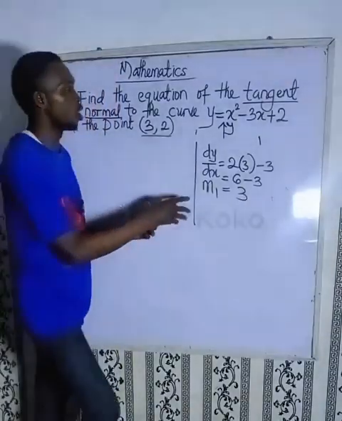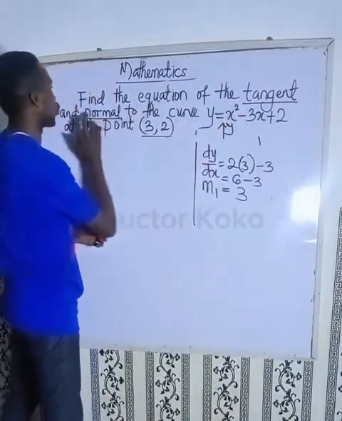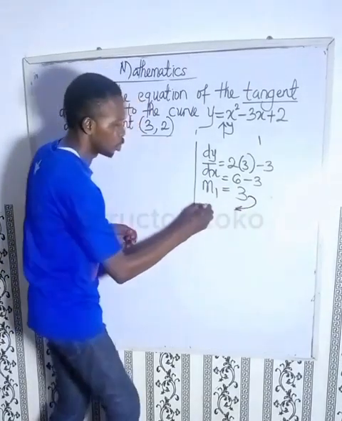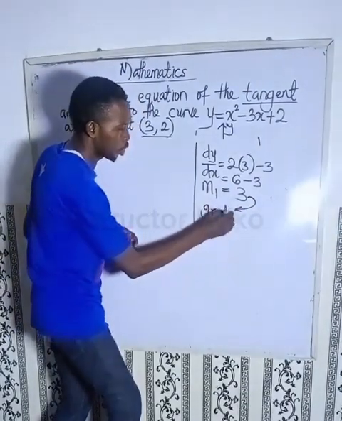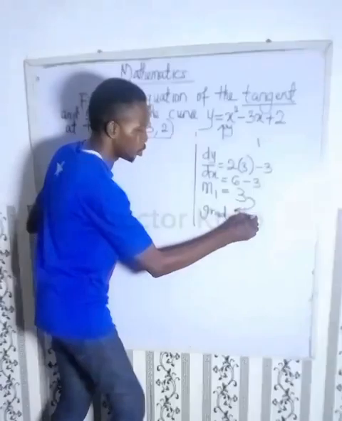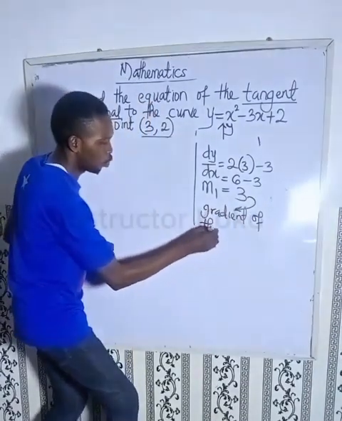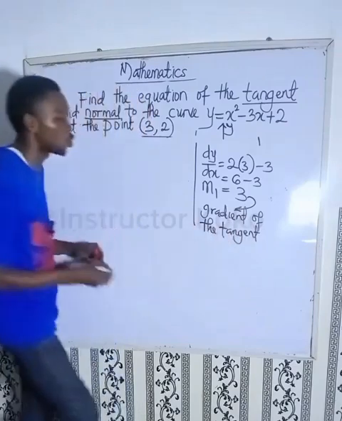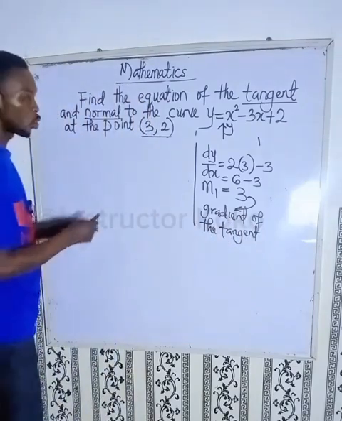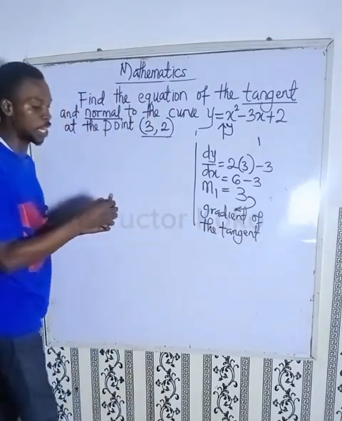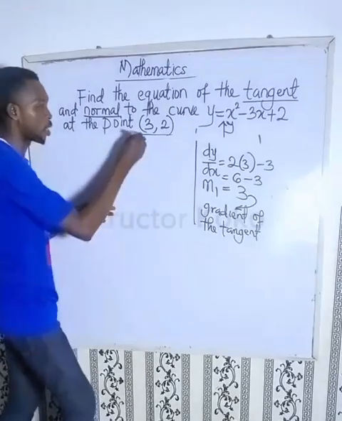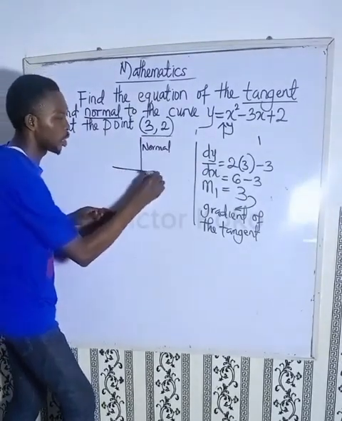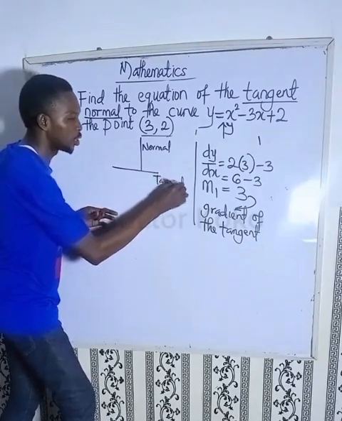We want to find the equation of the normal. Don't forget, in the previous video, this is the gradient of the tangent. Of course, there is no big deal about the normal. Once we are done with the tangent, we don't have any problem with the normal. Of course, from the diagram I gave you, don't forget that the normal is perpendicular to the tangent. The normal is perpendicular to the tangent.